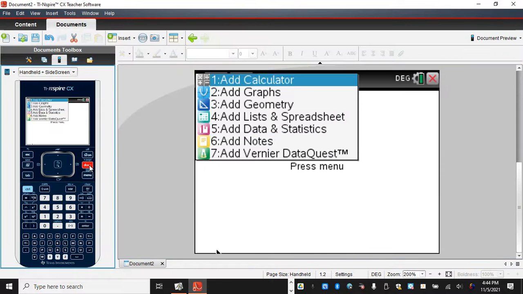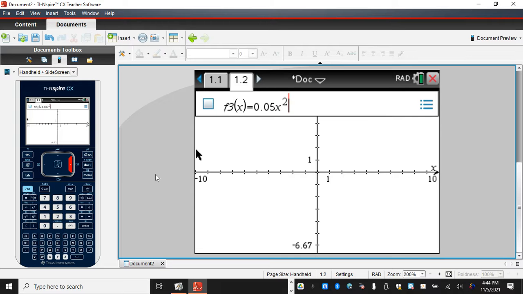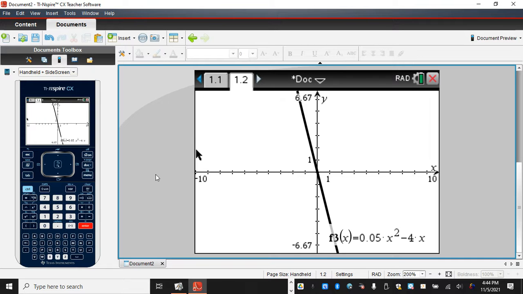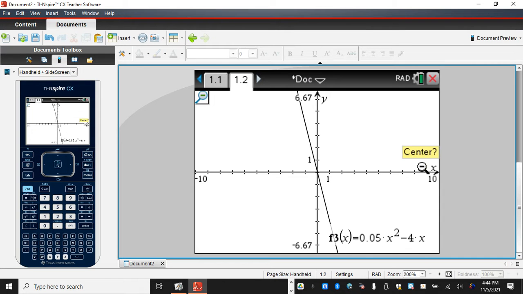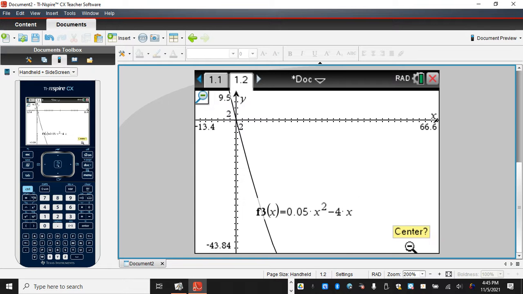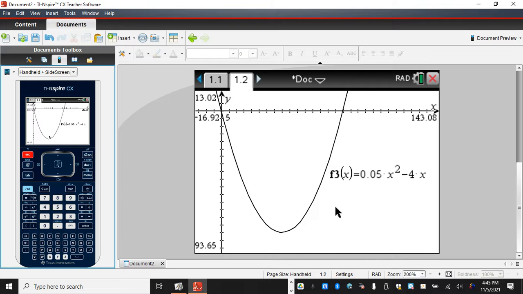So control doc adds a new graph. I'm going to do 0.05x squared. And then we have to zoom so we can see it. One thing you can do is your zoom out box. And I know the center is down here, so I'm going to get closer to here until I see the graph. Oh, and there it is. So that's one way you can zoom out, or you can play with your windows.